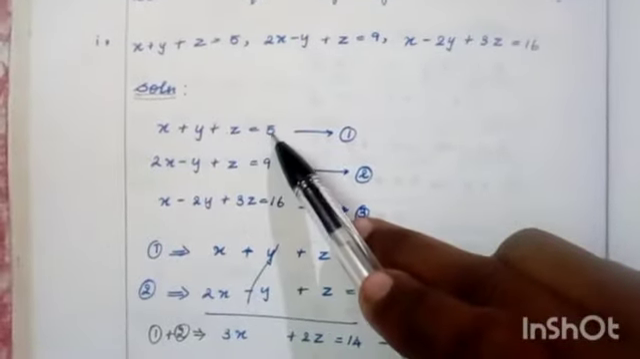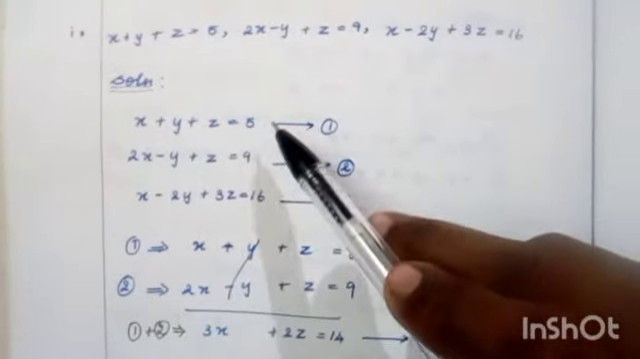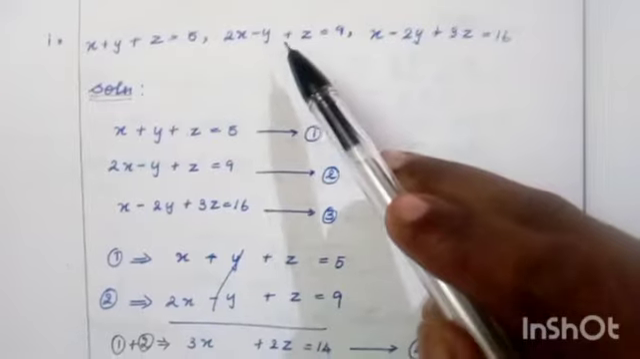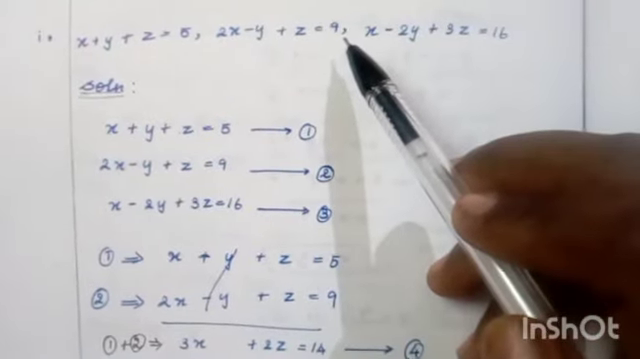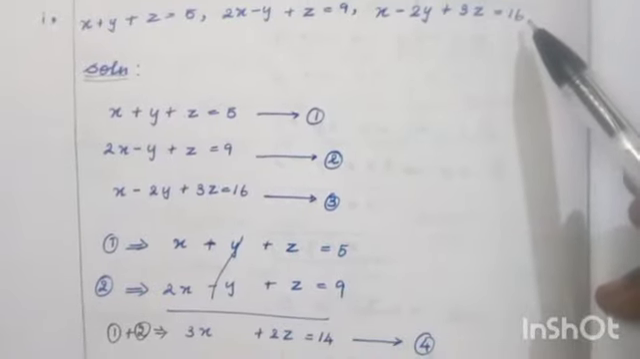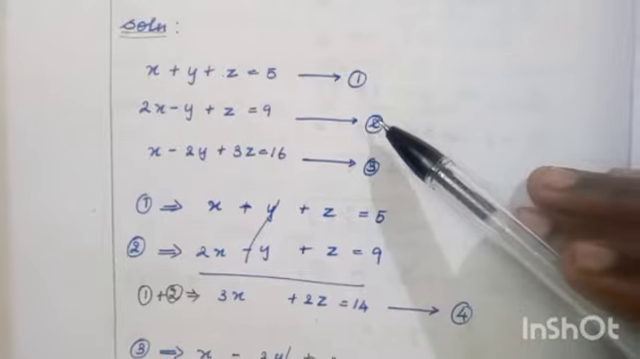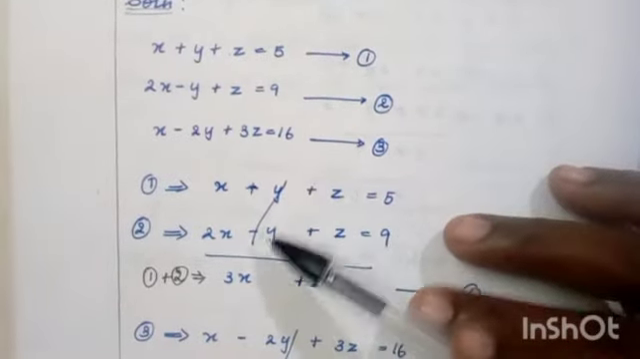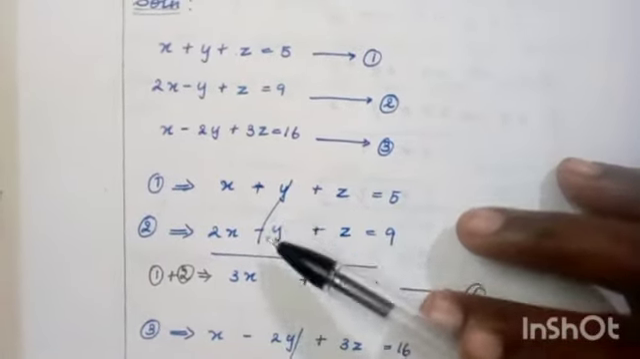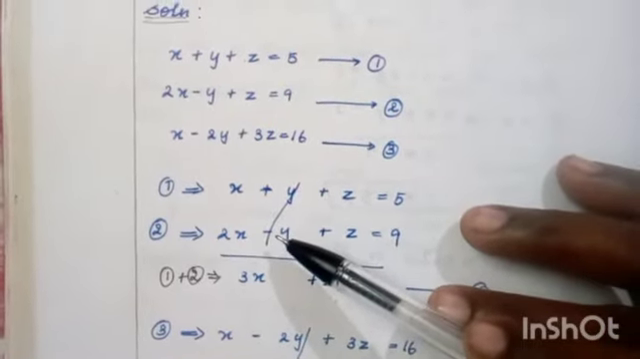Exercise 3.1, first problem. First you write the given question. Consider them as the first equation, second equation, third equation. That is x plus y plus z equal to 5, first equation. 2x minus y plus z equal to 9, second equation. x minus 2y plus 3z equal to 16, third equation. First you have to consider the first equation and second equation. First you have to eliminate y. How do you eliminate y? It is plus in one and minus in the other, so directly it gets cancelled.